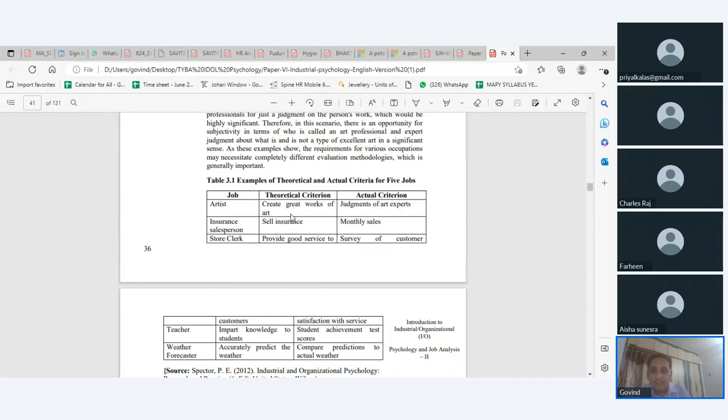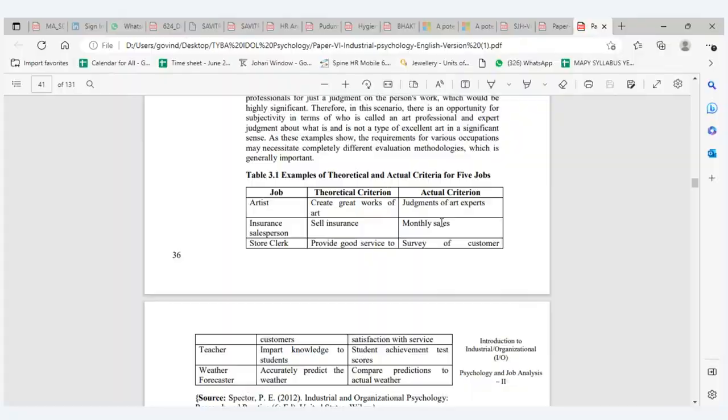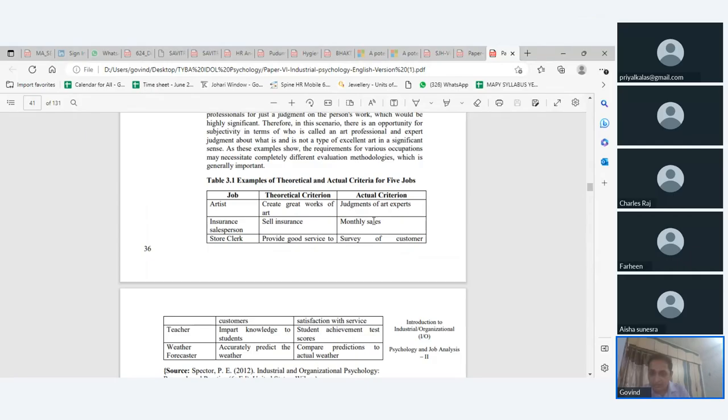Take an insurance salesperson. The theoretical criterion is more of a job description: his job is to sell insurance. But whether the person has actually performed or not, how will I know? So in the actual criterion, it is monthly sales, how many sales he has brought in.